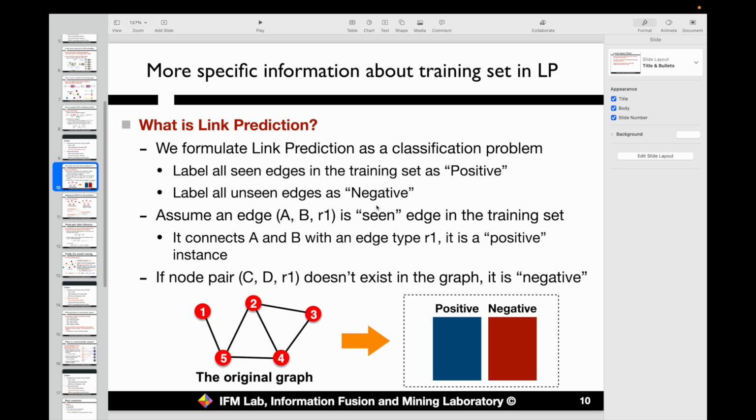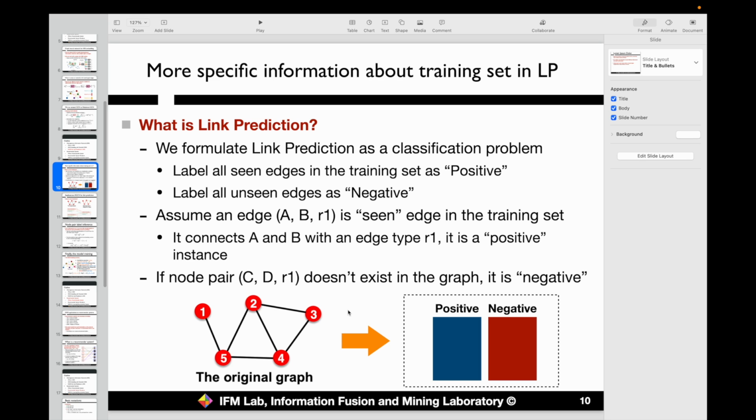Because we are studying link prediction with this HIN setting, let's assume we have one edge or one link, A, B, these are two of the nodes, and the relationship between them is R1. If A, B, R1 is seen in the training set, it denotes that it connects the A node with the B node with an edge of type R1. It will be a positive instance for this R1 relationship, right? If there's another pair of nodes, C, D, R1 that doesn't exist in the graph, then it will be a negative instance. In other words, given an input heterogeneous information network, we can extract some sets of positive instances and also some sets of negative instances from the network, right?